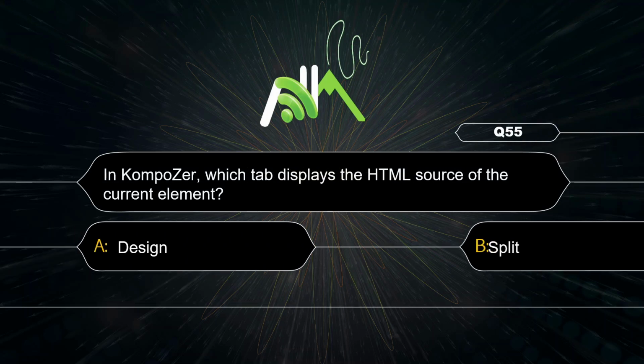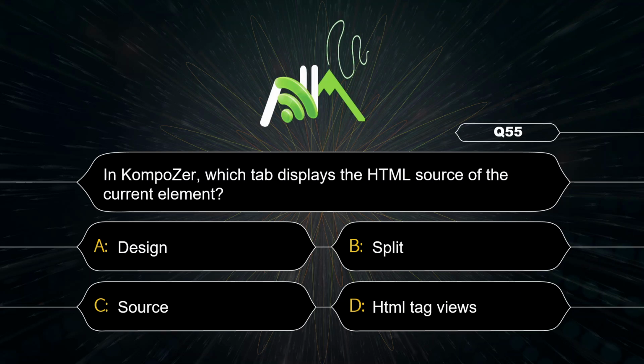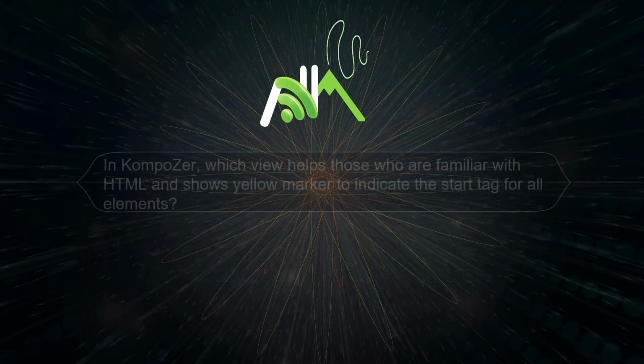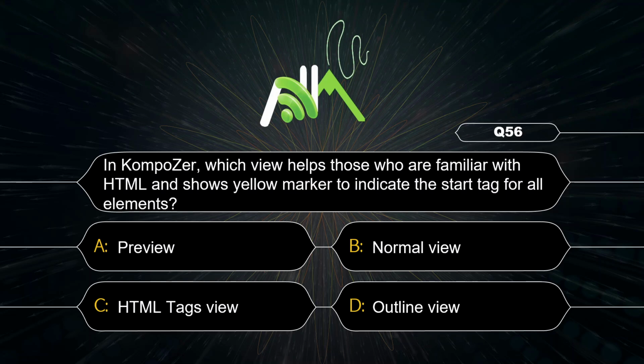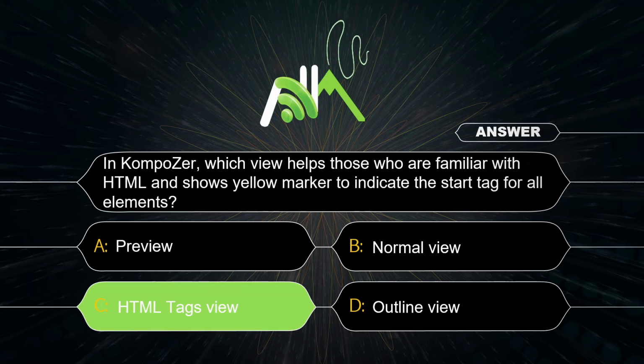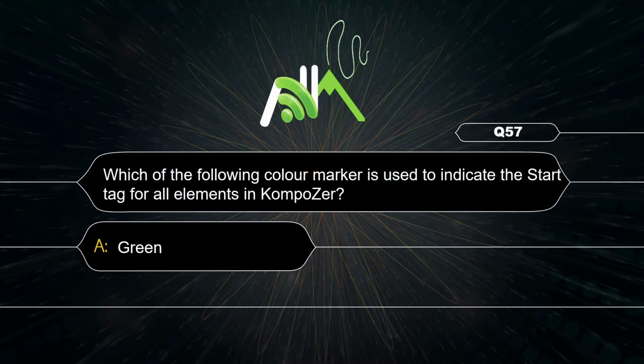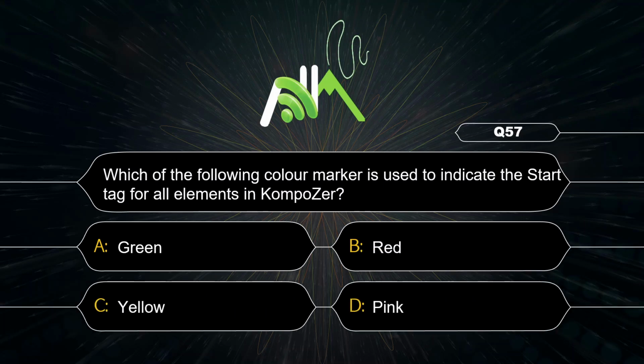Display the HTML source of the current element. Read the question properly. Not all the source code, but the source of the current element displayed. Only a particular element I want to see, suppose a text area or selection list or text box, something like that. It shows the yellow marker indicating the start tag of the element, that is the HTML tag. Or the question can be like this: which color is used to indicate the start tag? Just now we have gone through it. Yellow.